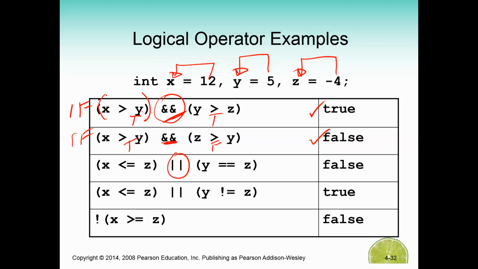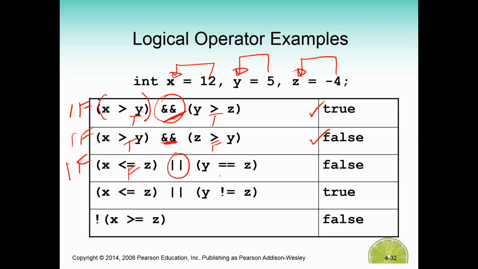With the OR, I have an if. With the OR, either one can be true and everything is going to be true. So I have, is X less than or equal to Z? X less than or equal to Z? No, this is false right here.